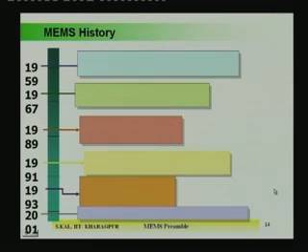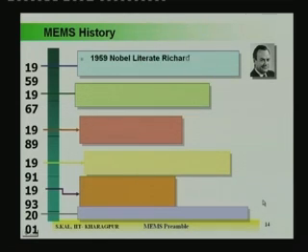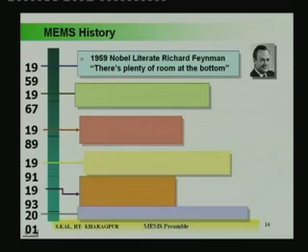Now let us look into the MEMS history. The gentleman you see here got a Nobel Prize in physics, and he had a vision. At that time he declared that there is plenty of room at the bottom. That means on silicon you can make a lot of small miniature devices, and there is a lot of space available which people are not utilizing. That vision was announced in 1959.